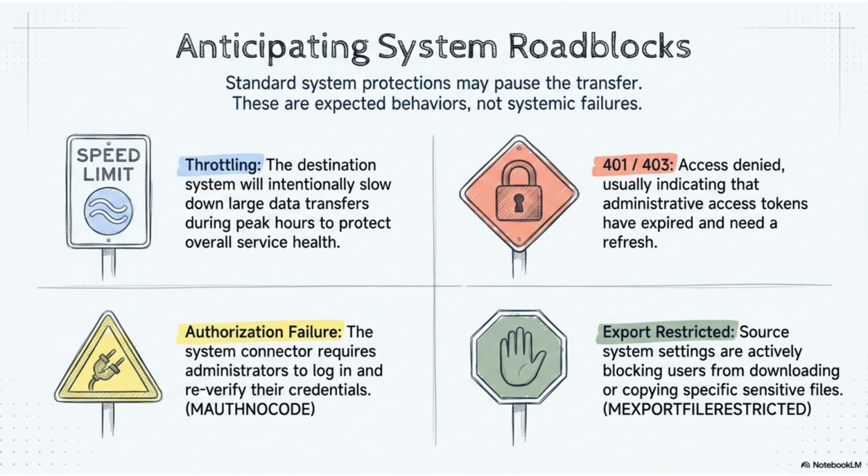The third is an error called MAUTHNOCODE, which is an authorization failure. The fix is straightforward. Administrators need to log back in and re-verify their credentials to re-establish the connection. And the fourth is MEXPORTFILERESTRICTED, which means the Google environment itself is blocking the export of specific files due to data loss prevention policies. Those files will need to be handled manually. Know these codes, and you'll spend less time troubleshooting and more time migrating.